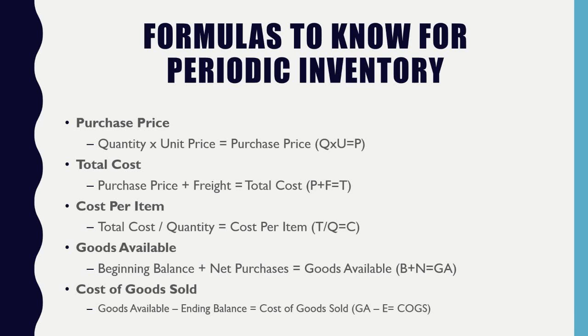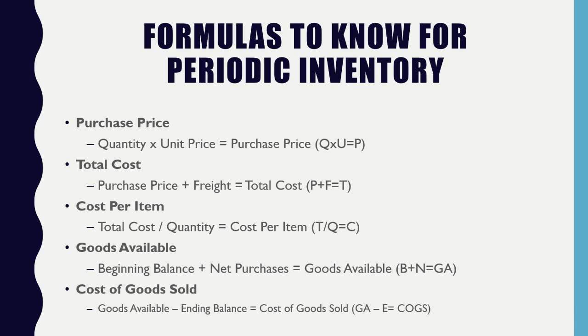Okay, and we're going to talk about cost of goods sold. Your cost of goods sold will depend on what the situation is. The easiest way to figure that out is by taking your goods available, subtracting your ending balance, and you should be able to determine your cost of goods sold.